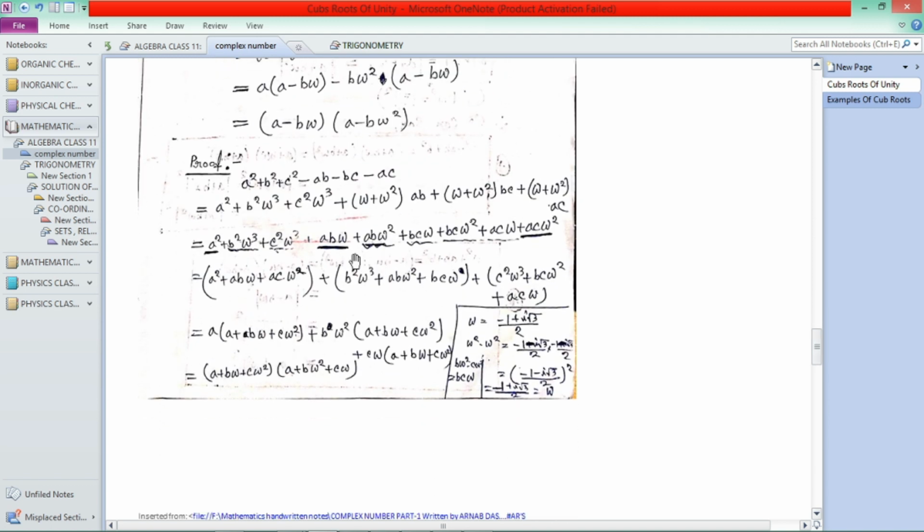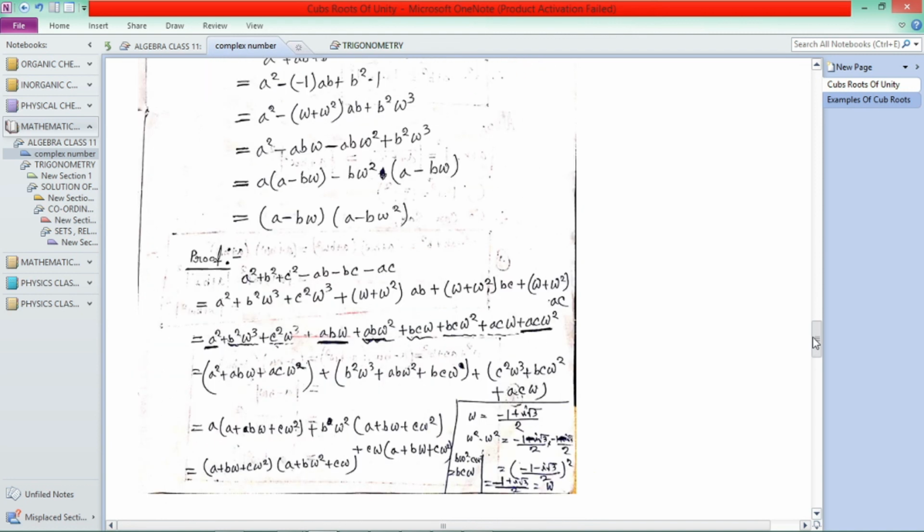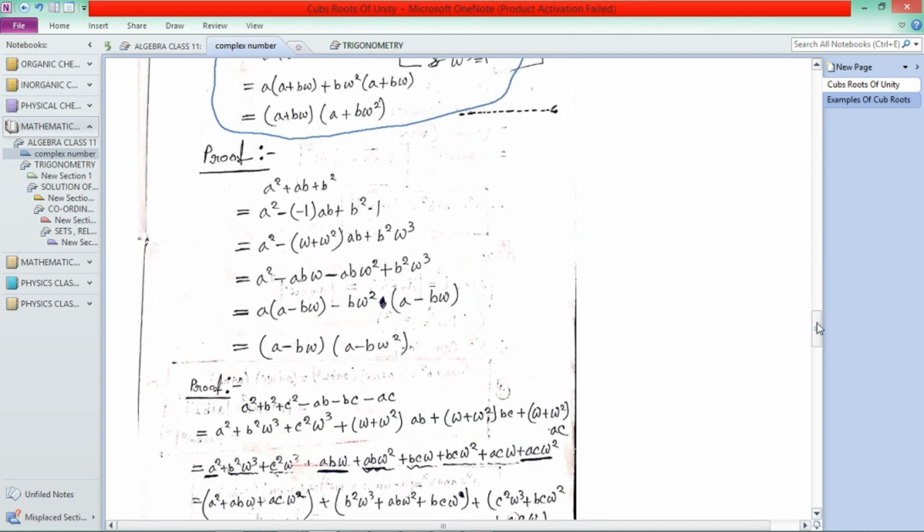And guys, what is the proof of a square plus b square plus c square minus ab minus bc minus ac equals (a plus b omega plus c omega square) into (a plus b omega square plus c omega)? So understand this thing properly. I will explain you.